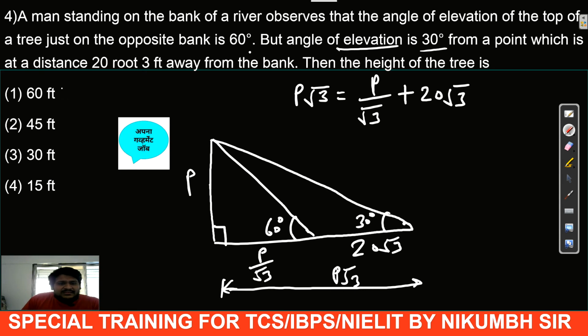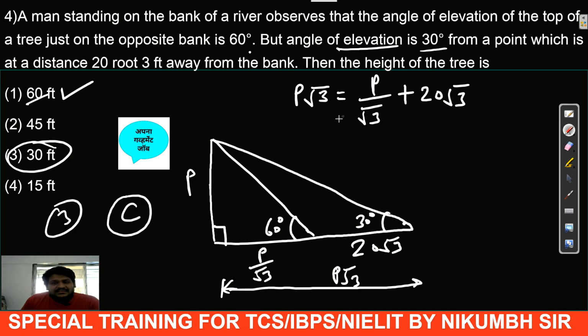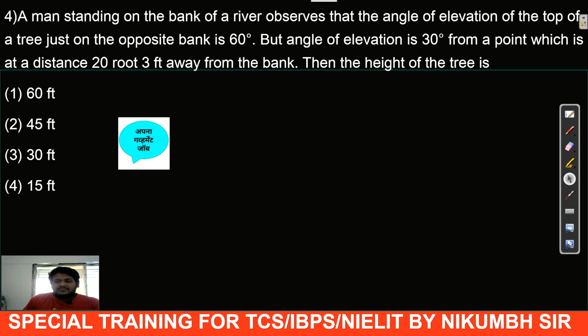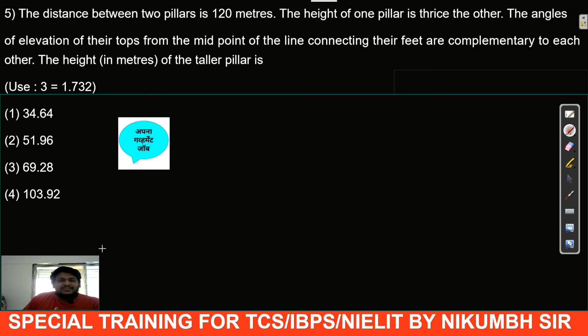So the answer for this question is 60 feet. Sorry, 60 by 2, no? Okay, 30. C is your answer, or 3. So try to get this answer with the help of calculation now. The easy part is there, so no need to waste time there. Compulsorily you solve this, because it will improve your calculation.